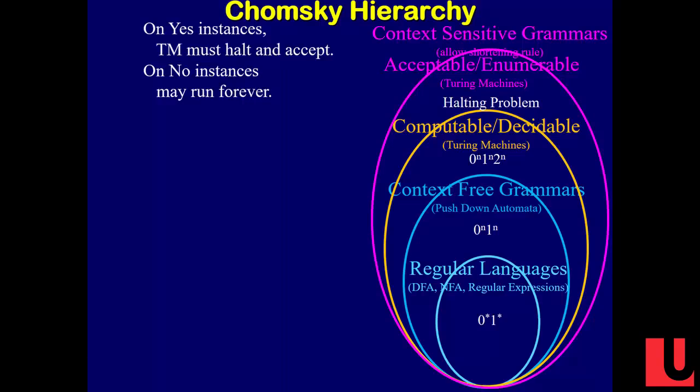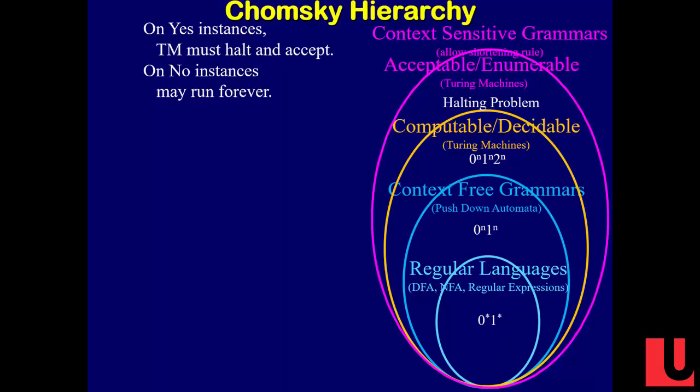The halting problem: you have a machine, and it's given as input another machine M and an input I, and what it does is it simulates M on I, and if M halts, then halt.